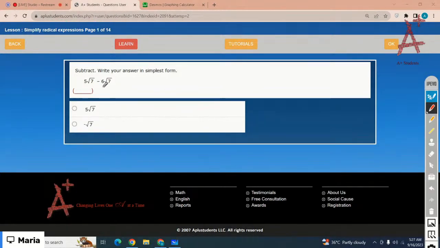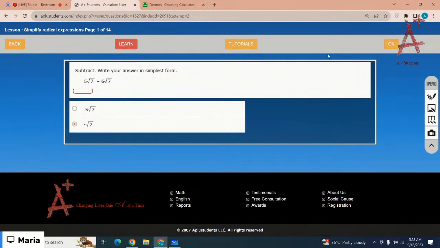So how do you solve? You can see both the expressions have square root 7, right? They are exactly like terms. So you can take common square root 7 and it would be 5 minus 6, right? So 5 minus 6 is negative 1, so it would be negative 1 square root 7, or simply negative square root 7. So option number 2 is the correct option, negative square root 7, right?